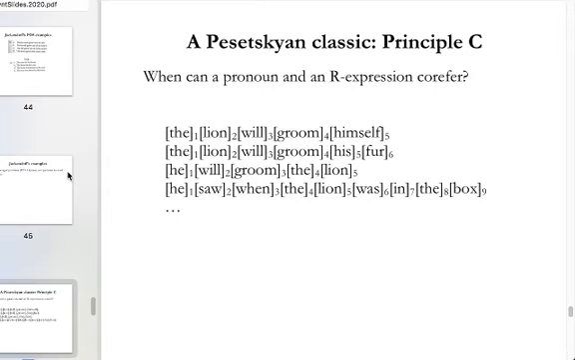And the claim is that for these basic facts about when the overt noun phrase or the R-expression is allowed to have the same referent as the pronoun or the anaphor, these don't require any kind of complicated syntactic structure at all, right? There's a very, very simple solution for how this works. And the question is, what is the relationship between the overt noun phrase, the lion, and all of these different pronominal and anaphoric forms? What is the relationship they have to be in for the two of them to refer to the same individual? This is going to be the main question of binding theory.